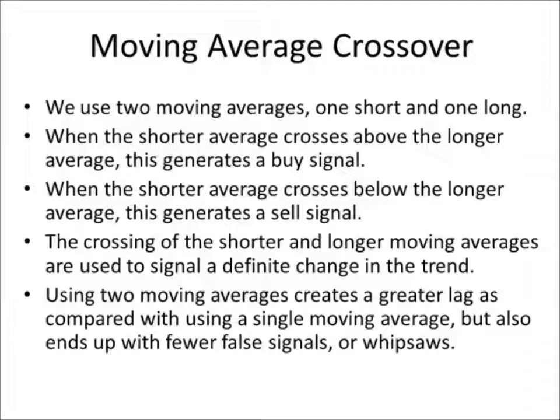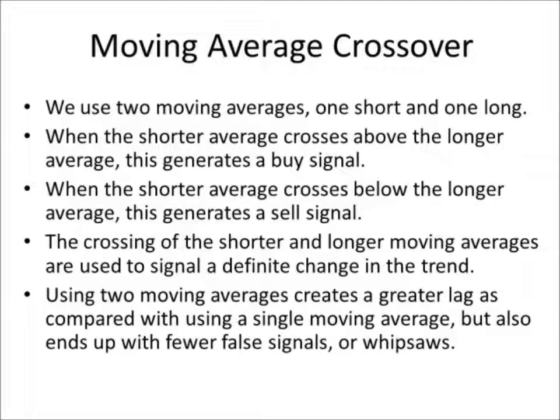And here's how it works. When the shorter moving average crosses above the longer moving average, this generates a buy signal. When the shorter average crosses below the longer average, this generates a sell signal. What does this mean? Essentially, let's say we were using a 10-day and a 50-day moving average. Whenever the 10-day crosses the 50-day from below and ends up above, that means we should buy.